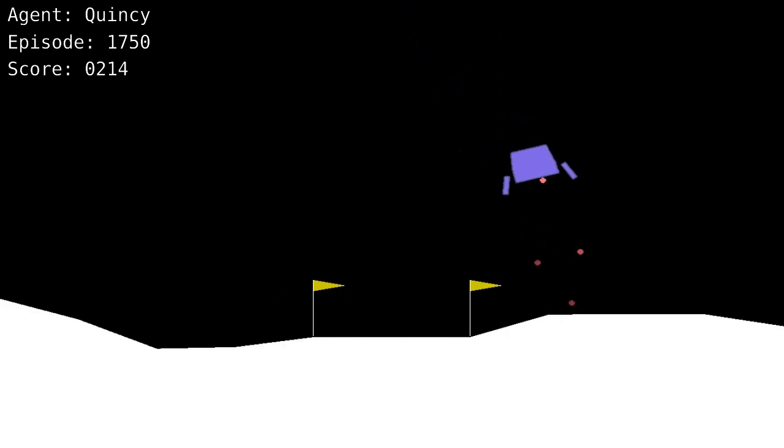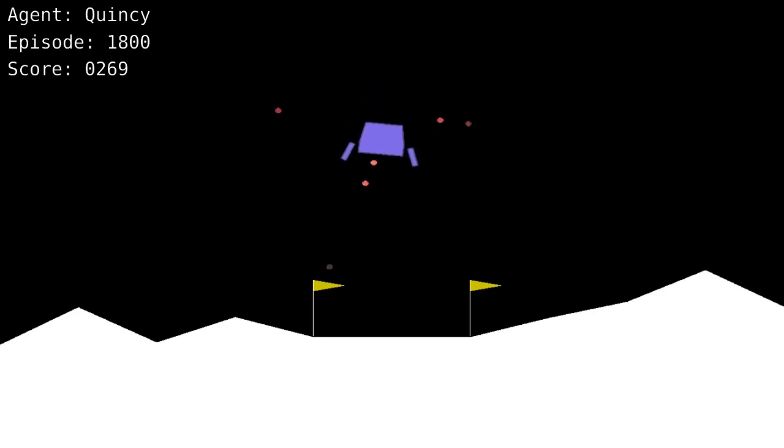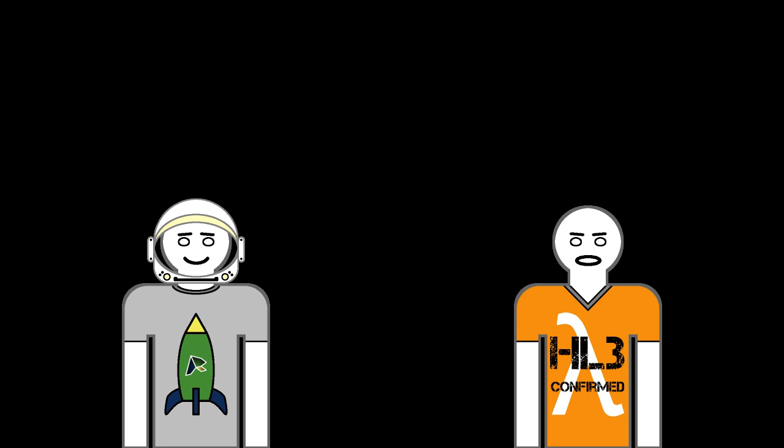After slowly developing the metaphorical muscle memory required to land the spacecraft, Quincy too learns how to be a proficient pilot and more politely introduce himself and his spacecraft to the moon. Unlike Carl, Quincy took only about 1,800 rounds of training, but he actually started sticking the landing around episode 1600.